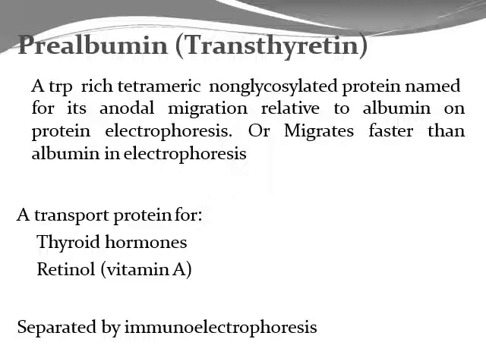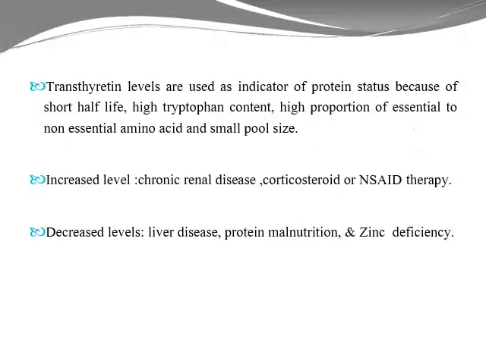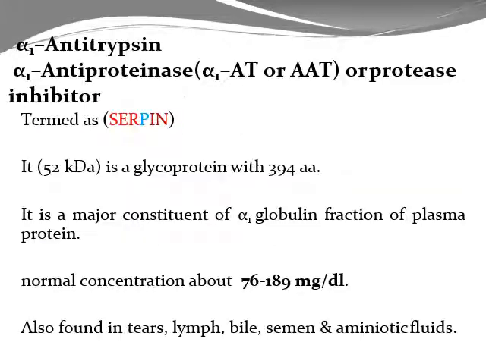It is considered a transport protein for thyroid hormones and vitamin A. And just like any plasma proteins, it can be separated by immunoelectrophoresis. The next plasma protein that we'll discuss is alpha 1 antitrypsin, also denoted as alpha 1 antiproteinase. In short, we call it alpha 1 AT or AAT. This is a plasma protein which is also a glycoprotein like others and made up of 394 amino acids. This basically is a globulin protein, mainly the alpha globulin part, a subtype of the globulins.